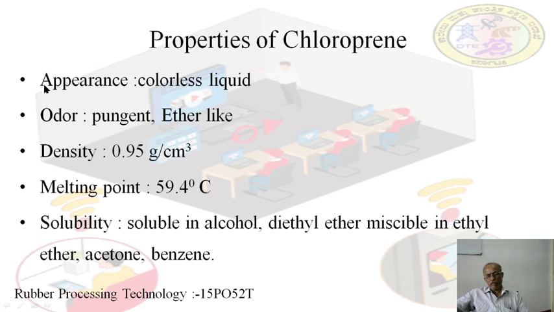Properties of chloroprene. Appearance: it is a colorless liquid. Odor: pungent, ether-like. Density is 0.95 gram per centimeter cube. Melting point 59.4 degrees centigrade. Solubility: soluble in alcohol, diethyl ether, miscible in ether, acetone, benzene.